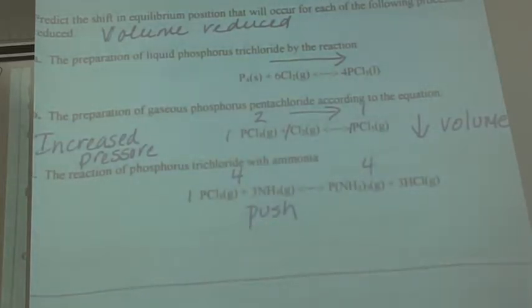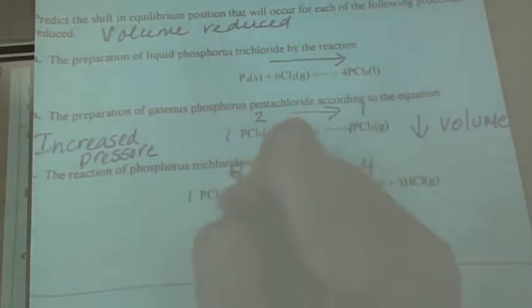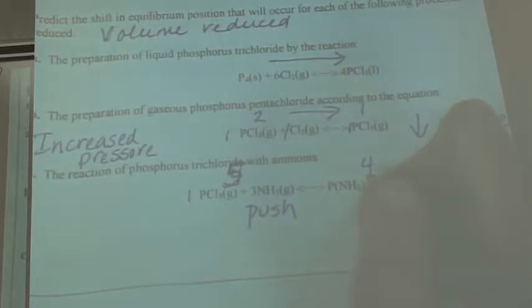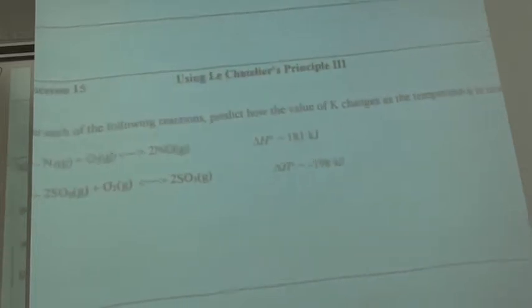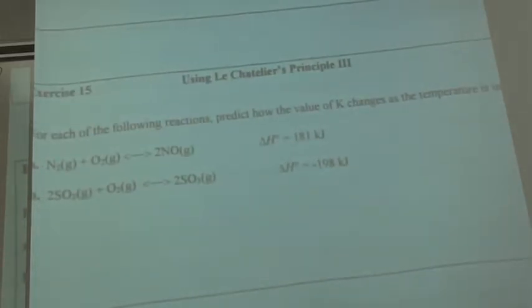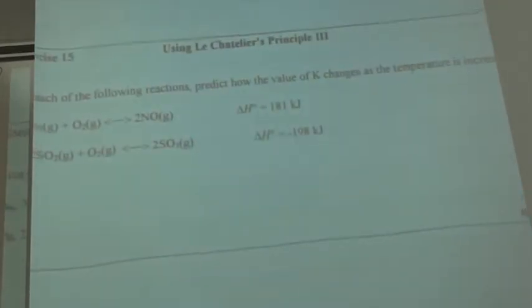It cannot shift to reduce the volume of gas particles because they're the same on both sides. What would happen if there were 5 moles on that? If there were 5 moles on this side and 4 on this side, it would go to the right. No, we're talking about volume. I'll explain to you in depth in a moment.